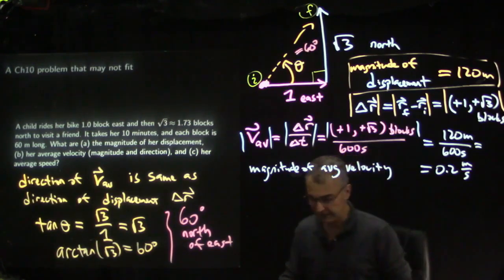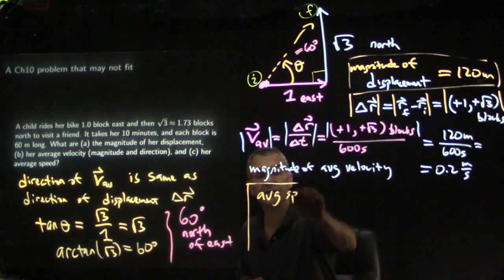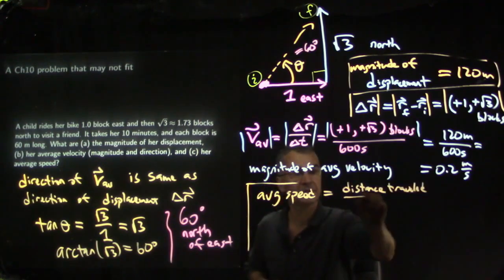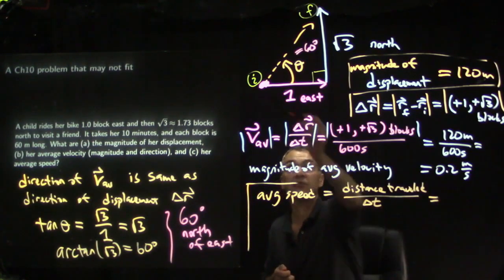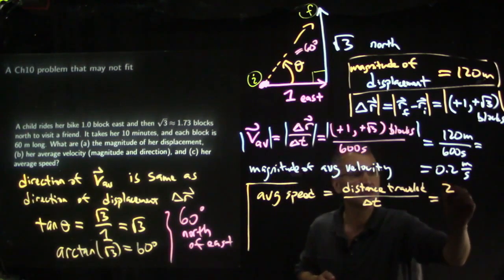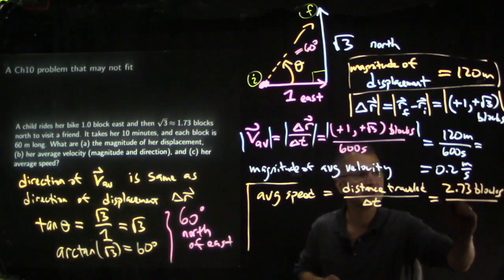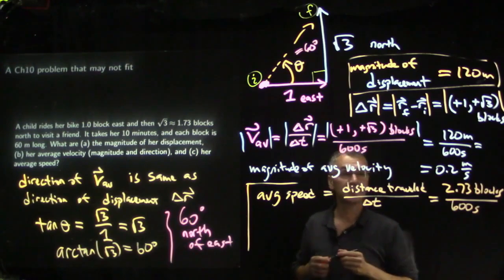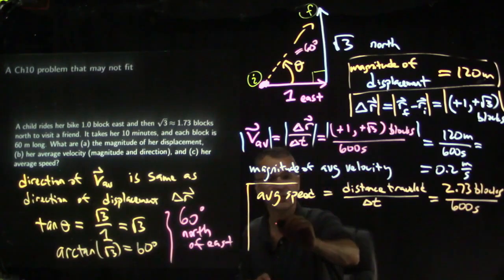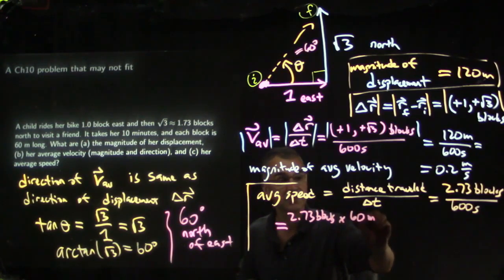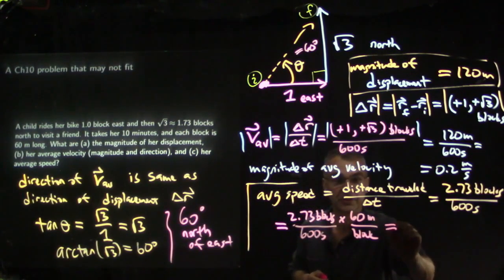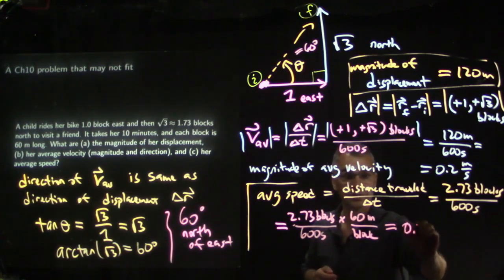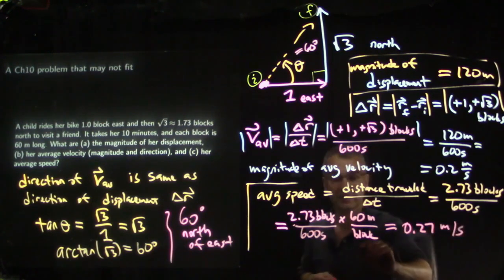What is her average speed? Well, her average speed is the distance traveled divided by the elapsed time. What is the distance traveled? It's 2.73 blocks, right? This is 1 block, that's 1.73 blocks. So this is 2.73 blocks divided by 600 seconds, which is 10 minutes. So we're going to convert this into meters per second. So this is 2.73 blocks times 60 meters per block. And then we have divided by 600 seconds. And the 60 cancels the 600, leaving a factor of 10. So this is 0.27 meters per second is her average speed.